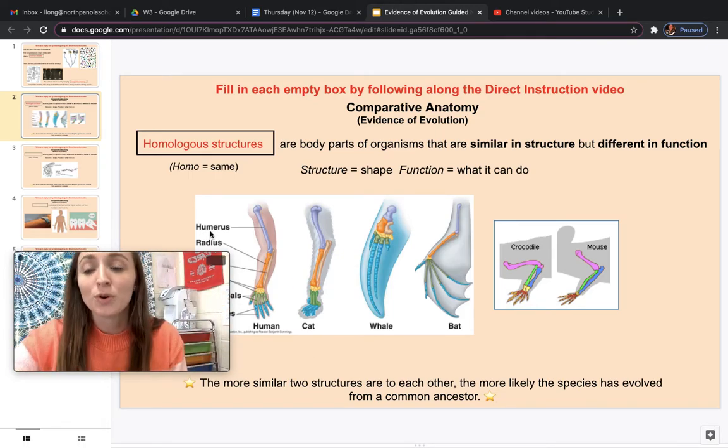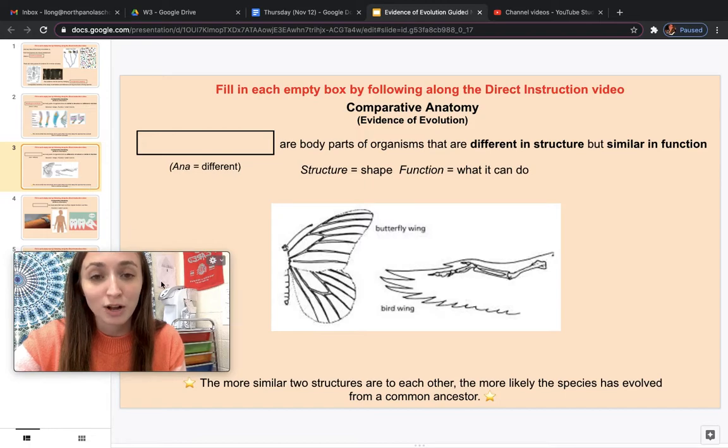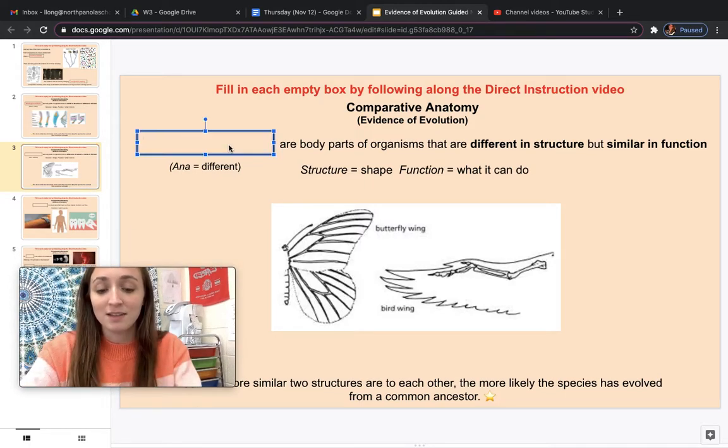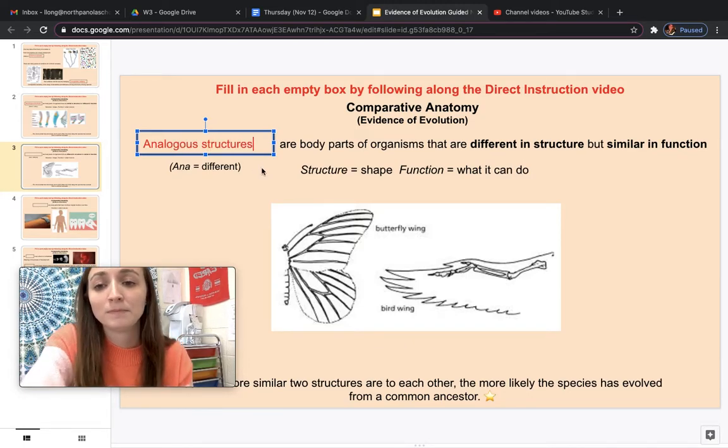Okay, so the other type of structure that we're going to talk about is the opposite of homologous structure, and these are our analogous structures. So opposite of the prefix homo, ana means different. So these are differently shaped structures.